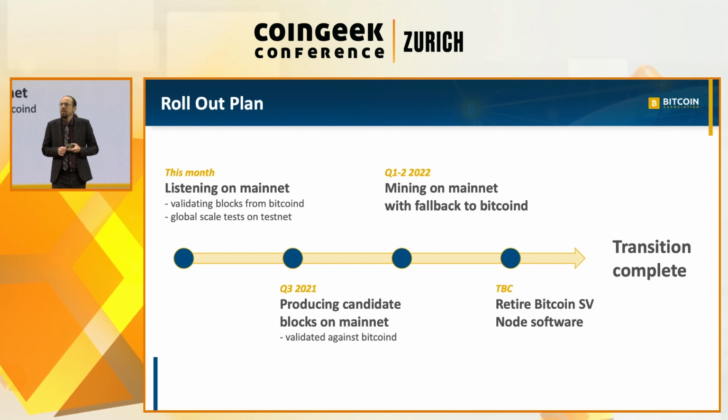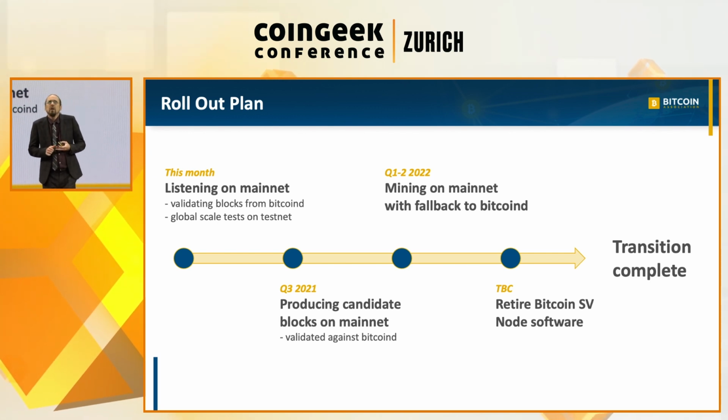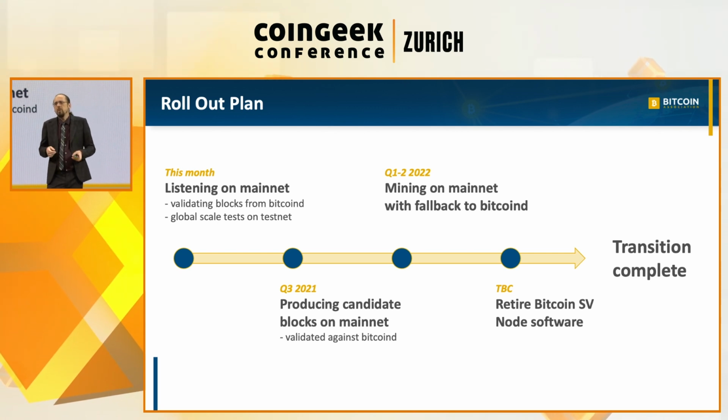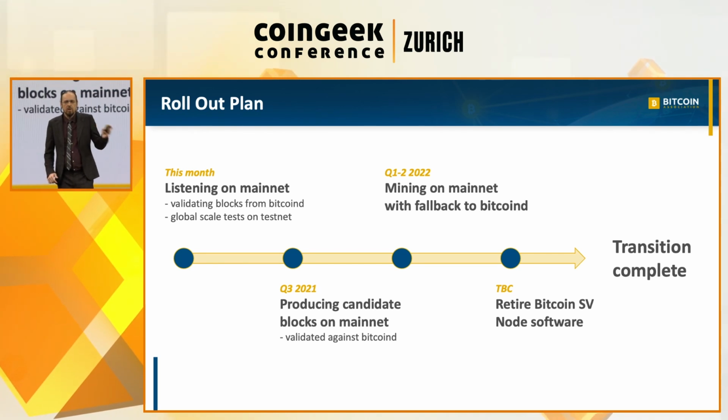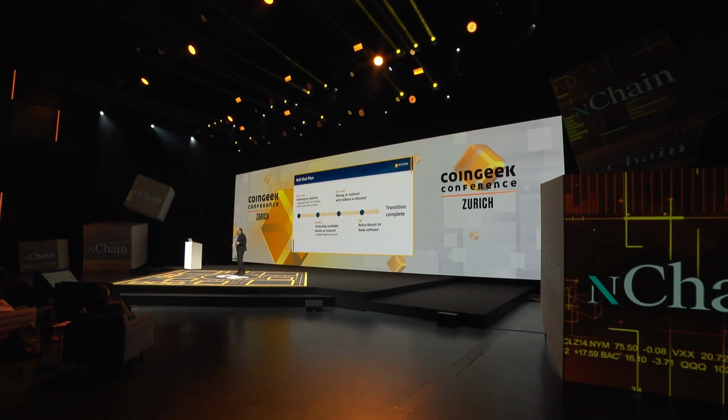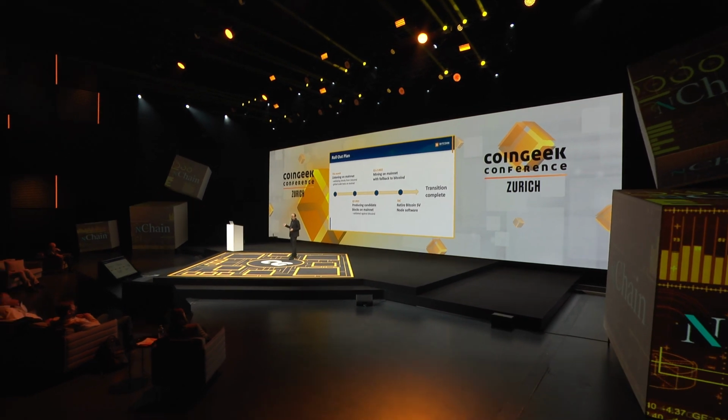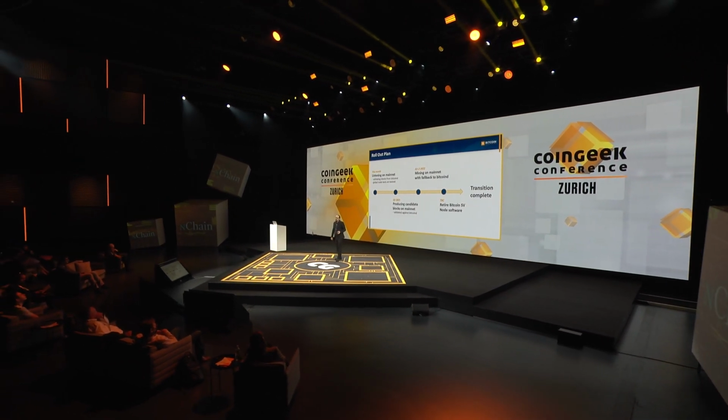I would imagine that that is going to be a phase that will run for quite some time. And miners will run in a mode where they will fall back to Bitcoin SV in the event of an incompatibility incident. And eventually, the Bitcoin SV software itself will be retired.